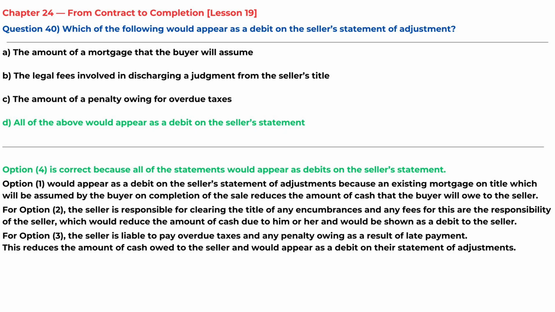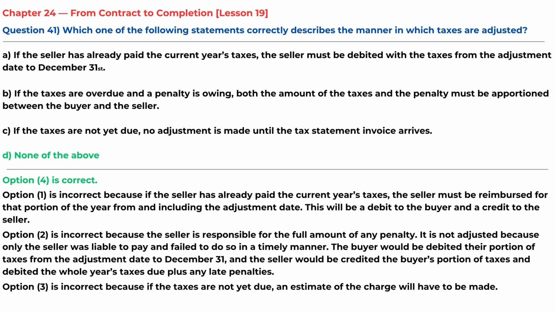For Option 3, the seller is liable to pay overdue taxes and any penalty owing as a result of late payment. This reduces the amount of cash owed to the seller and would appear as a debit on their statement of adjustments. Question 41. Which one of the following statements correctly describes the manner in which taxes are adjusted? Option 4, none of the above is correct.